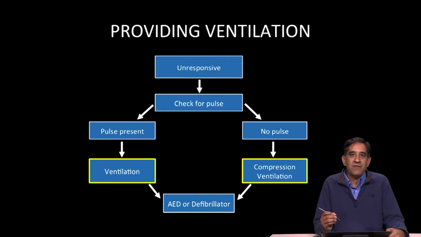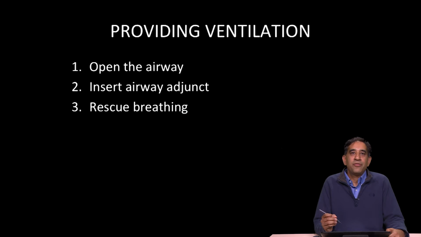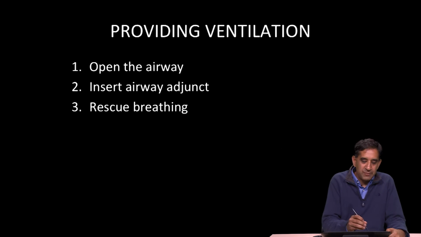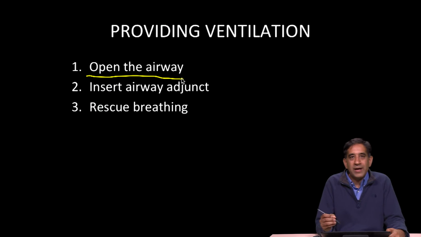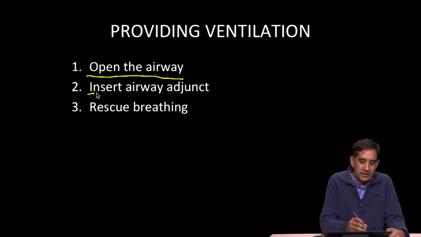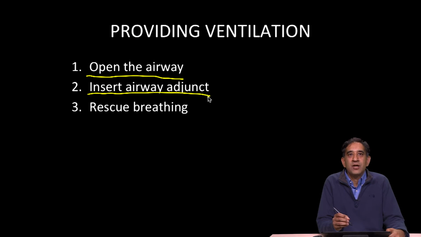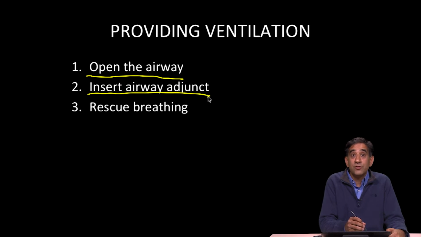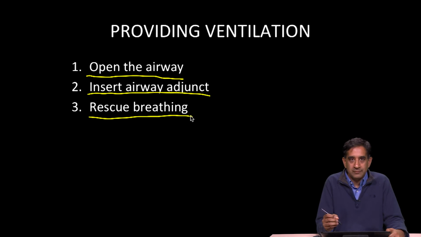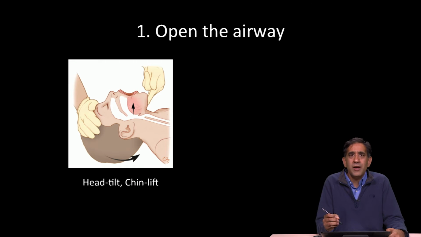When you're providing ventilation, there are 3 steps. The first step is going to be to open the airway. The next step is going to be to insert an airway adjunct. And then finally, once you've done those 2 things, we can provide the patient with rescue breathing. So let's talk about the ways we can open the airway.